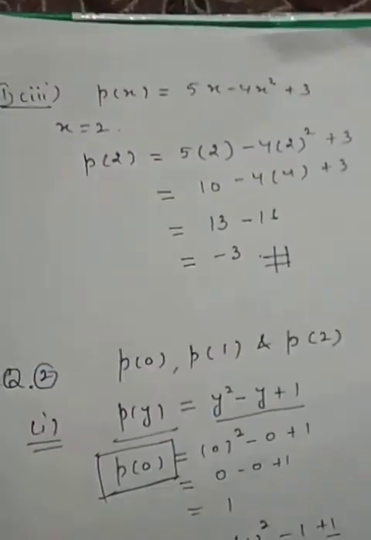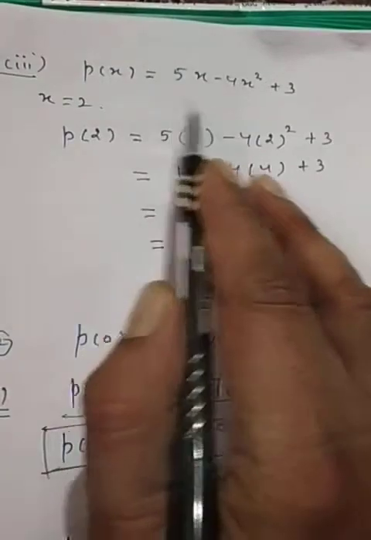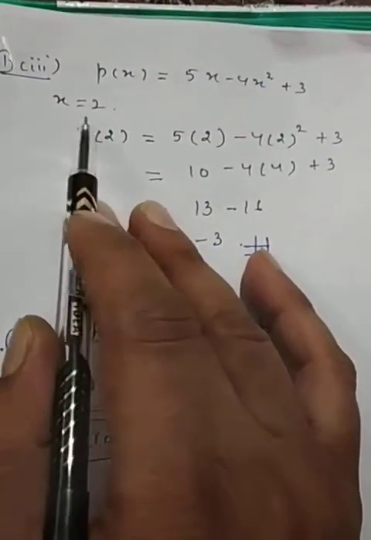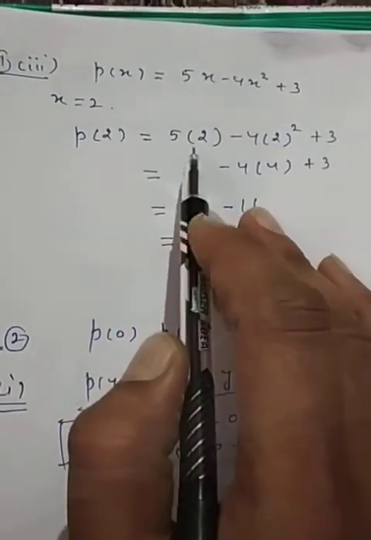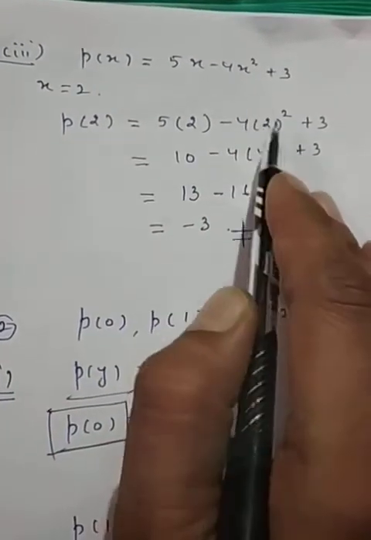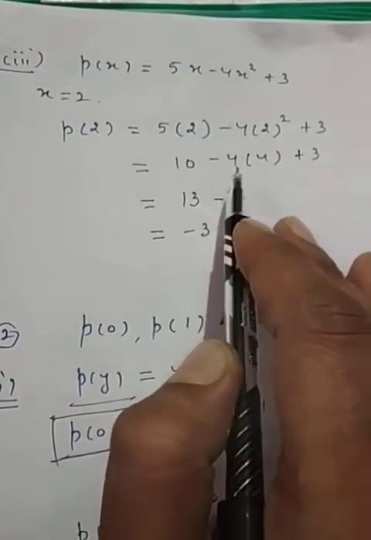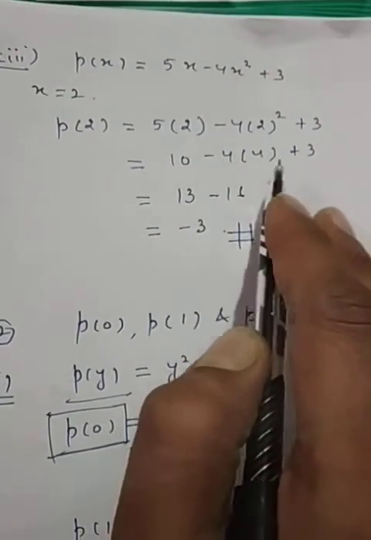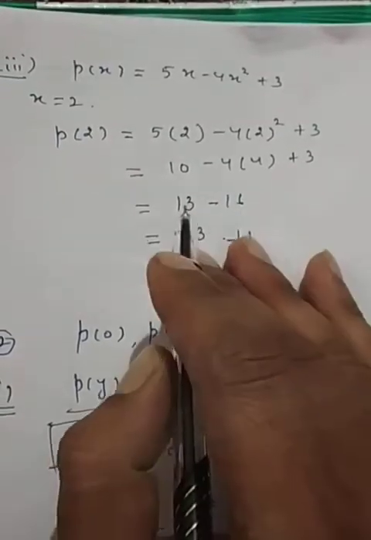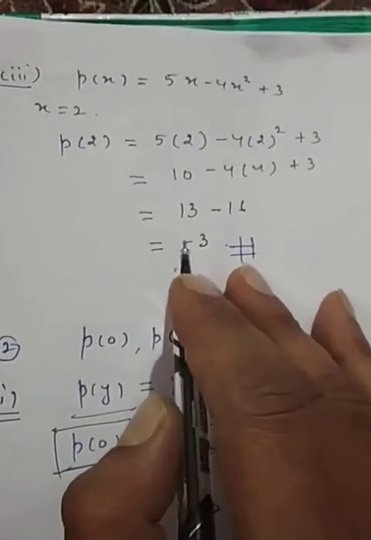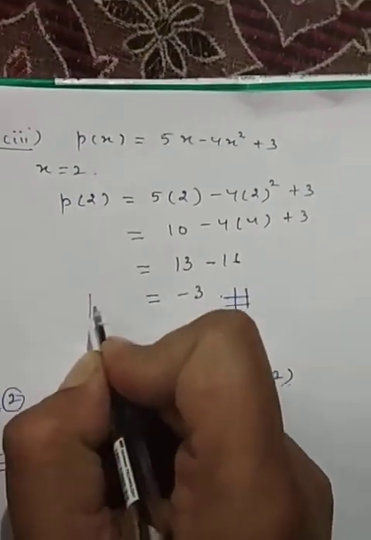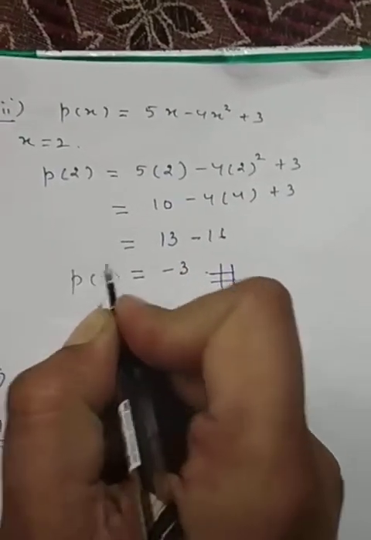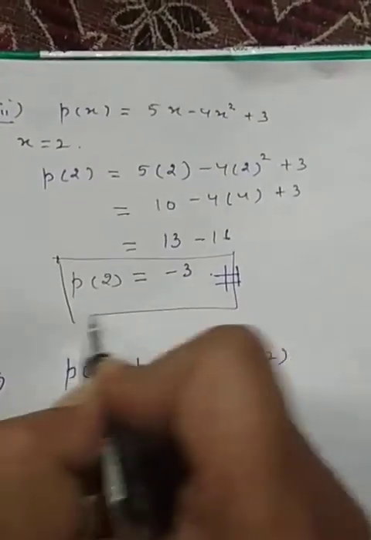Let's see for part 3 of question number 1. Polynomial is the same but the indicated value is changed. x equals 2. p(2) is equal to 5 multiplying x. In place of x we will put the 2 minus 4 into 2 square plus 3. 5 twos are 10 minus 4 into 4. 2 square is 4 plus 3. 10 plus 3 comes out 13 minus 4 fours are 16. So final answer is minus 3. So you can write it here as p(2) is equal to minus 3.